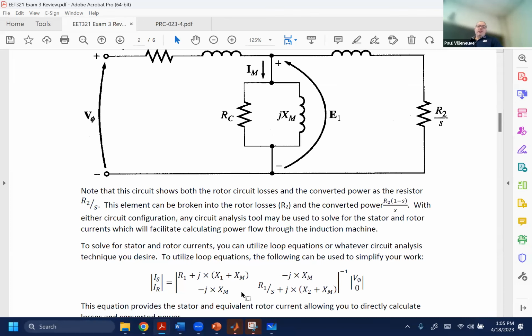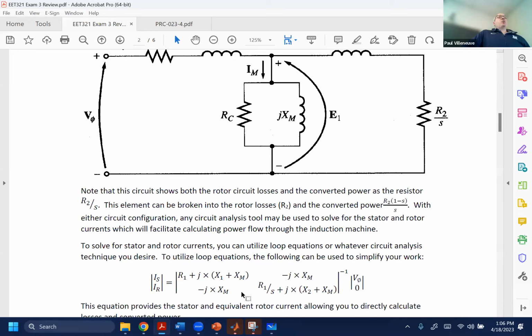Otherwise, you have to be able to interpolate data to figure out what the starting torque is and what the max torque is. If you have those two equations with Thevenin equivalents, then you can just plug in the value of S. What value of S do I need to substitute in to get starting torque? That's right, 1, because the slip is equal to 1 when I have locked rotor conditions.